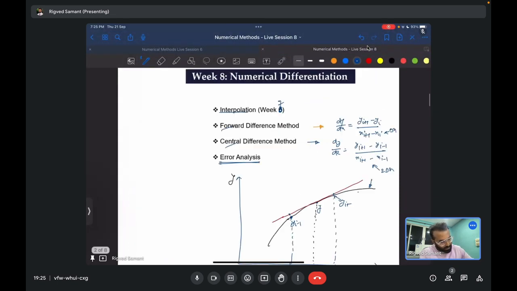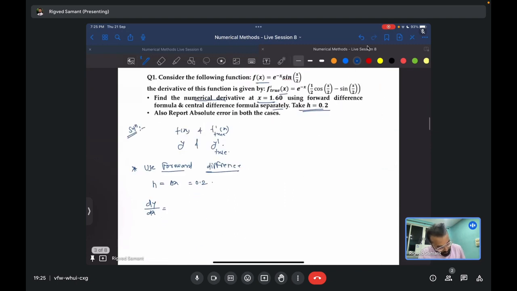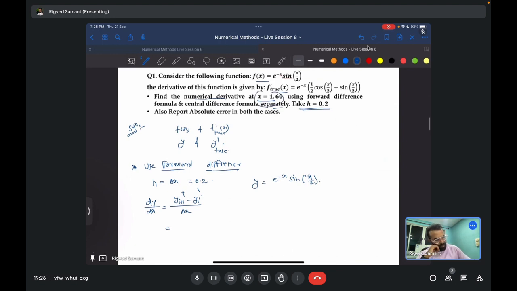Now it is telling you to use the forward difference. In forward difference, we will consider these 2 points only. So it is yi plus 1 minus yi divided by delta x. Now what is yi plus 1 and what is yi? For that we have been given this function: y is equal to e raised to minus x sin x by 2, right? X is equal to 1.6.